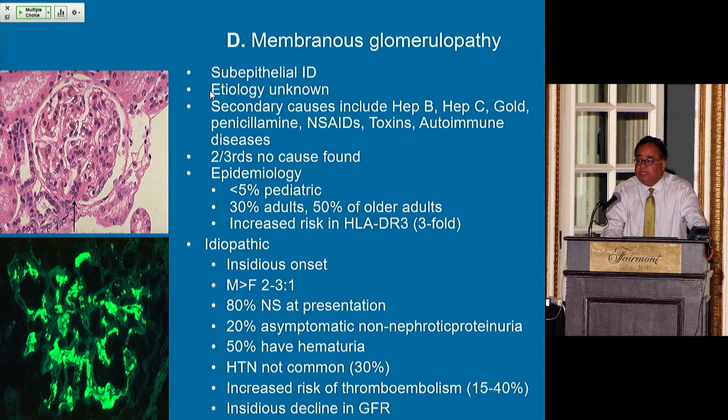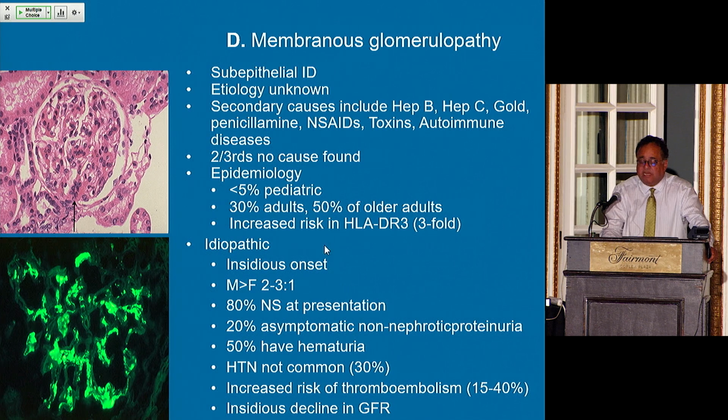Subepithelial immune deposition. The etiology is unknown, or obviously PLA2R is an important cause now, and we'll talk about it, but the secondary causes are many. Two-thirds of the causes are not known. It occurs in about 30% of adults and about 50% of older adults. Males exceed females by 2 to 3 to 1.